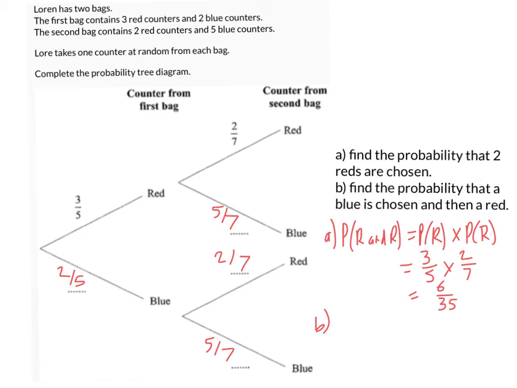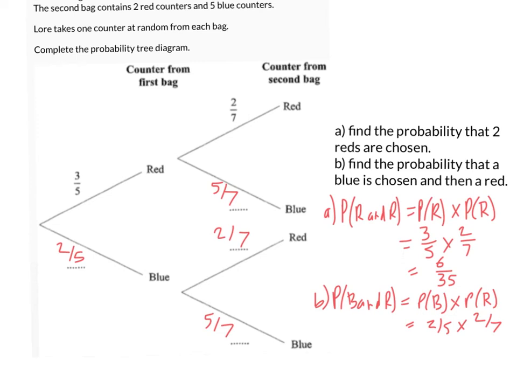Part B. Find the probability that a blue is chosen and then a red. So we have to get blue first, and then we get a red second. So probability of blue and red. That's probability of getting blue first, as I said, and then red second. So we get 2/5, and we multiply that by 2/7. And that gives the answer 4/35.